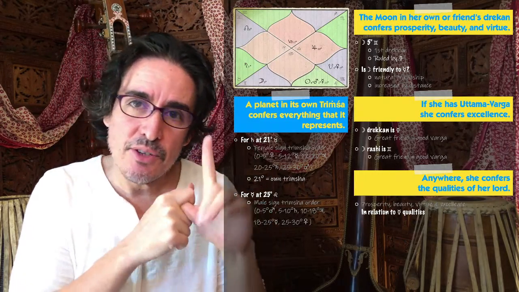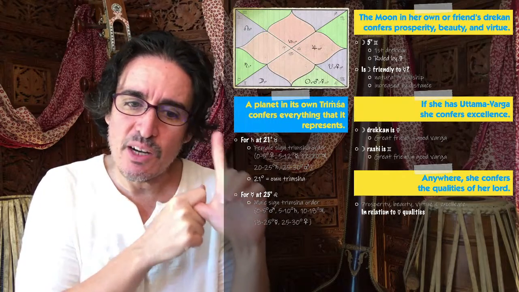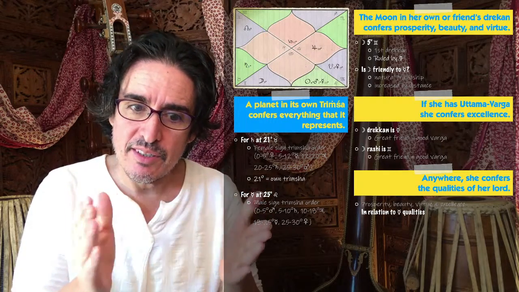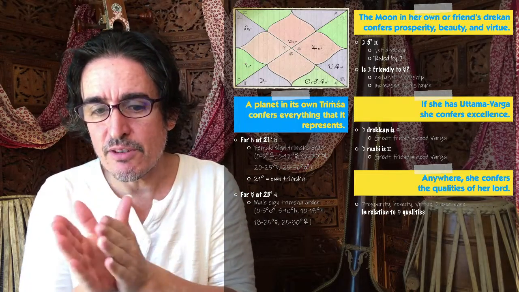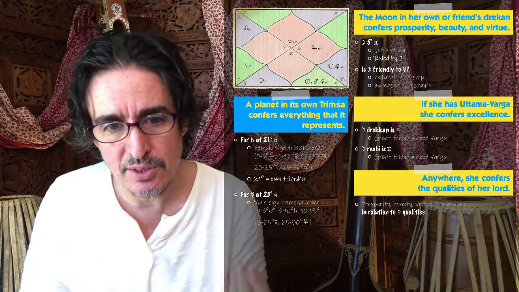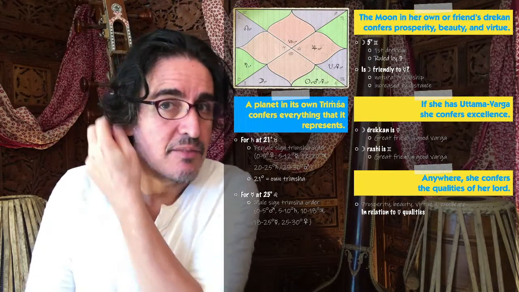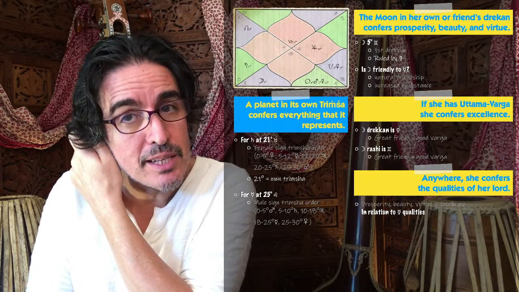We're at 25 degrees. Mercury's at 25 degrees. So where is that? 18 to 25 belongs to Mercury, and 25 to 30 belongs to Venus. So which Trimsha is Mercury in? In this case, you want to look at minutes.